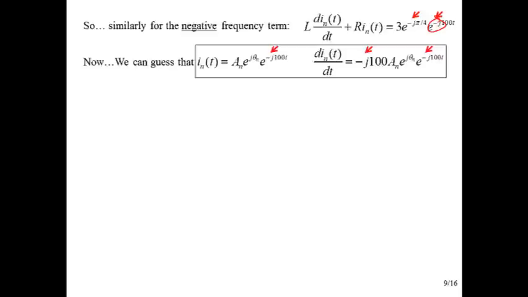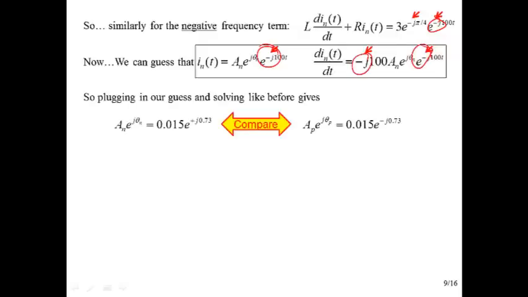Now we do it for the quote-unquote negative frequency term, meaning we've got a negative j out there. This thing is rotating in the other direction, as we just saw. You can do the same exact thing: you guess now with a negative j and a negative j, and we get the negative j out in front when we differentiate that. You plug it in, solve it just like before, and you get this for the negative solution. And then we see that they are the same. The only difference is they are complex conjugates of each other.